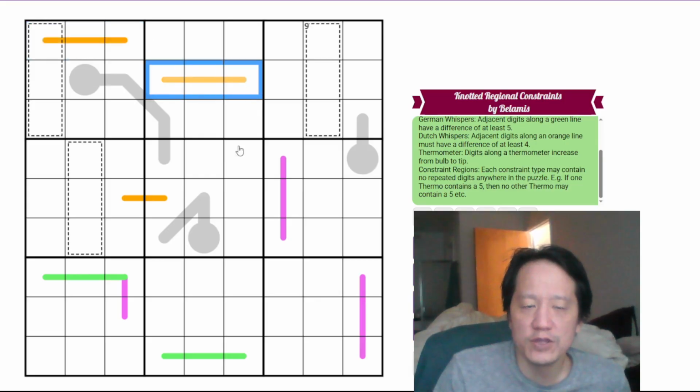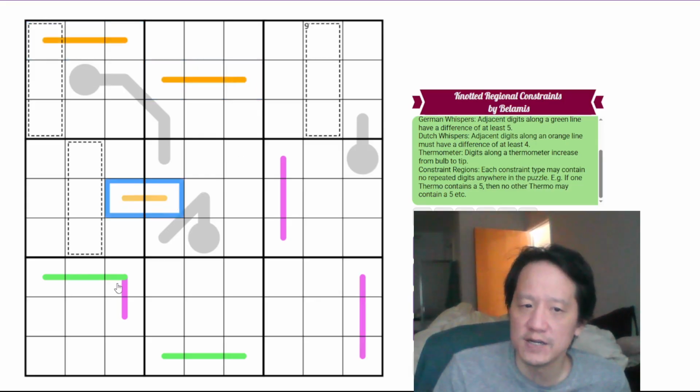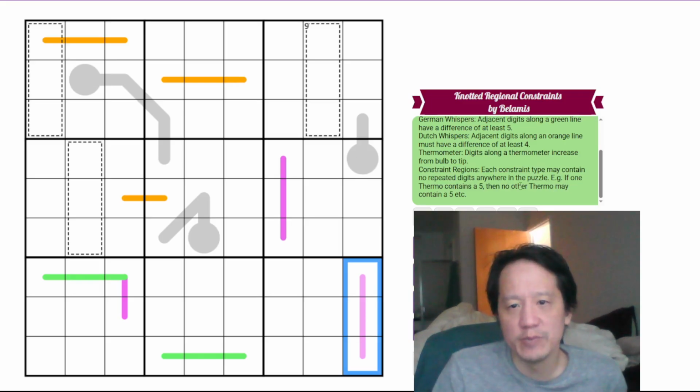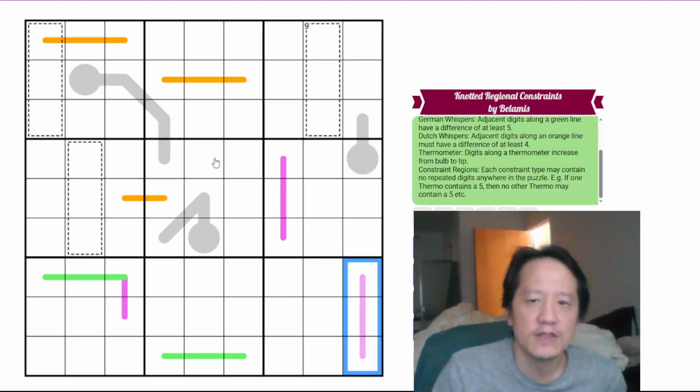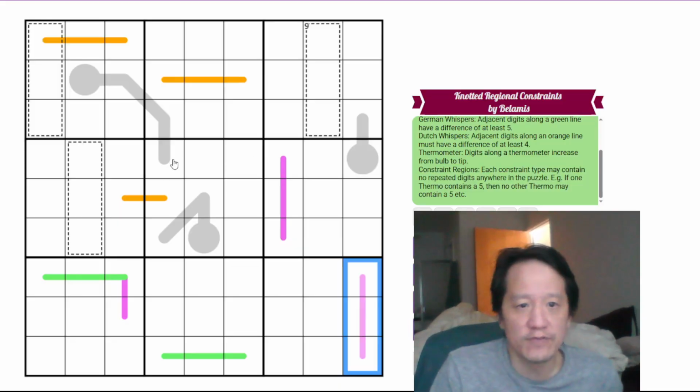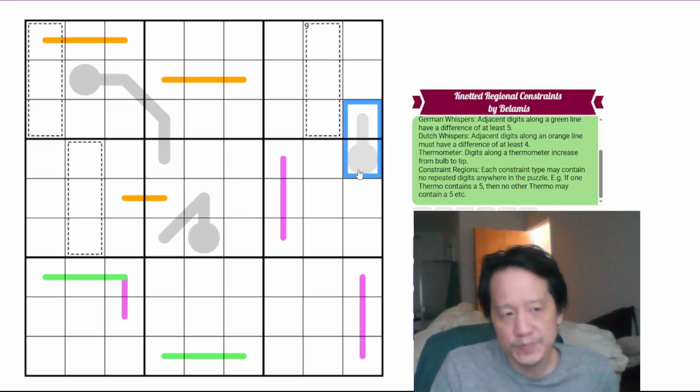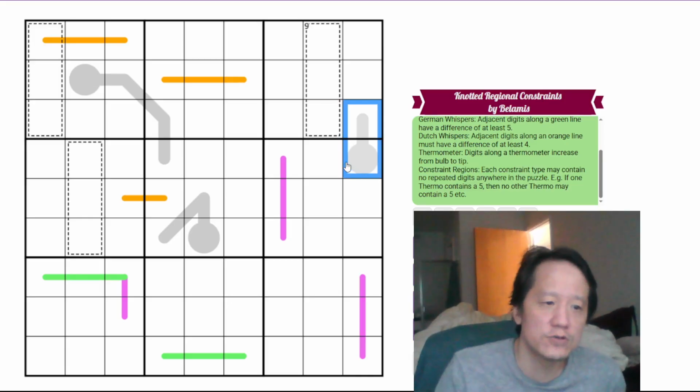Along all the Dutch whisper lines, we cannot have repeats. Along all the Renban lines, we cannot have repeats. As an example, Bellamy gives: if one thermo contains a 5, then no other thermo may contain a 5. Right, so you can't have repeats anywhere along all the thermos either. And those are all the rules.